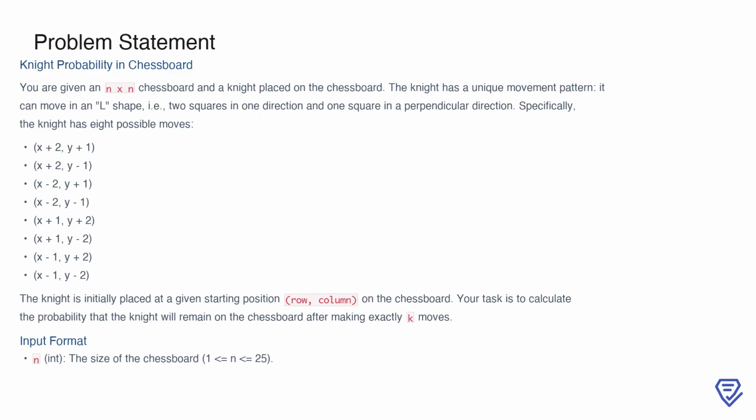However, not all of these moves will always be valid since some may take the knight off the chessboard. The knight starts at a specific position, given by its row and column, and we need to determine the probability that, after k moves, it is still within the bounds of the board.